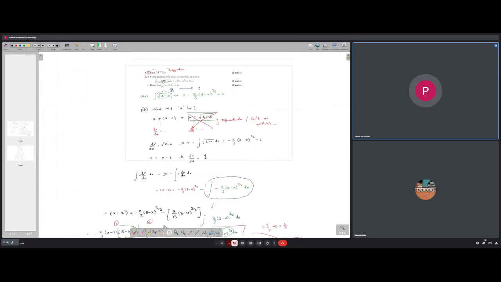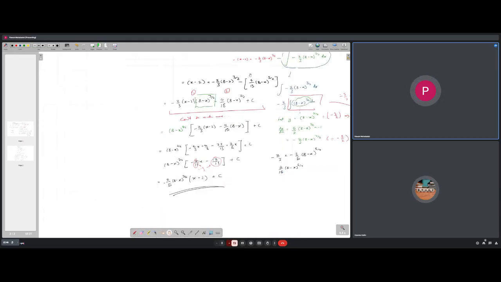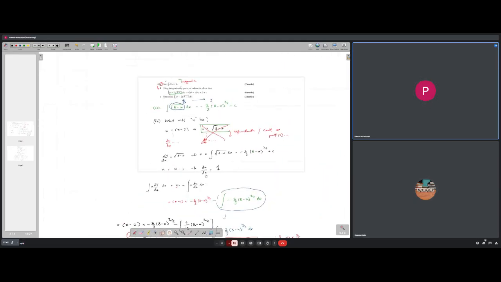Okay, and then I'm not going to go through part C because it's just substituting the same expressions in. Any other questions?